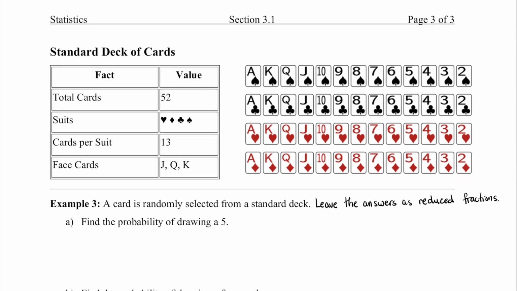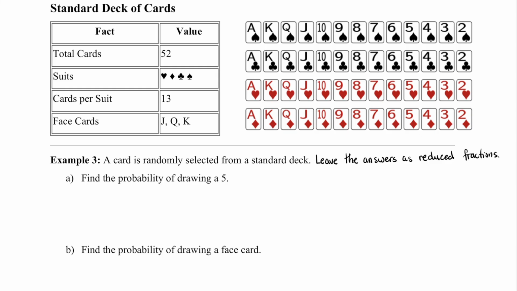Let's look at example 3. A card is randomly selected from a standard deck. So when you select a card from a standard deck, the total number of outcomes is 52. Question A, find the probability of drawing a 5.